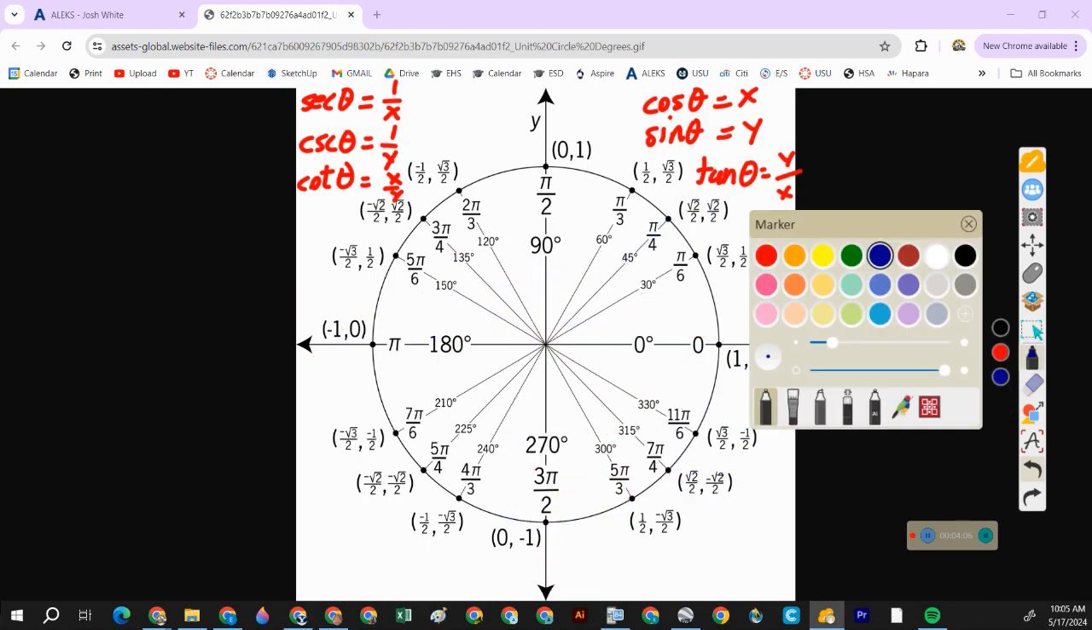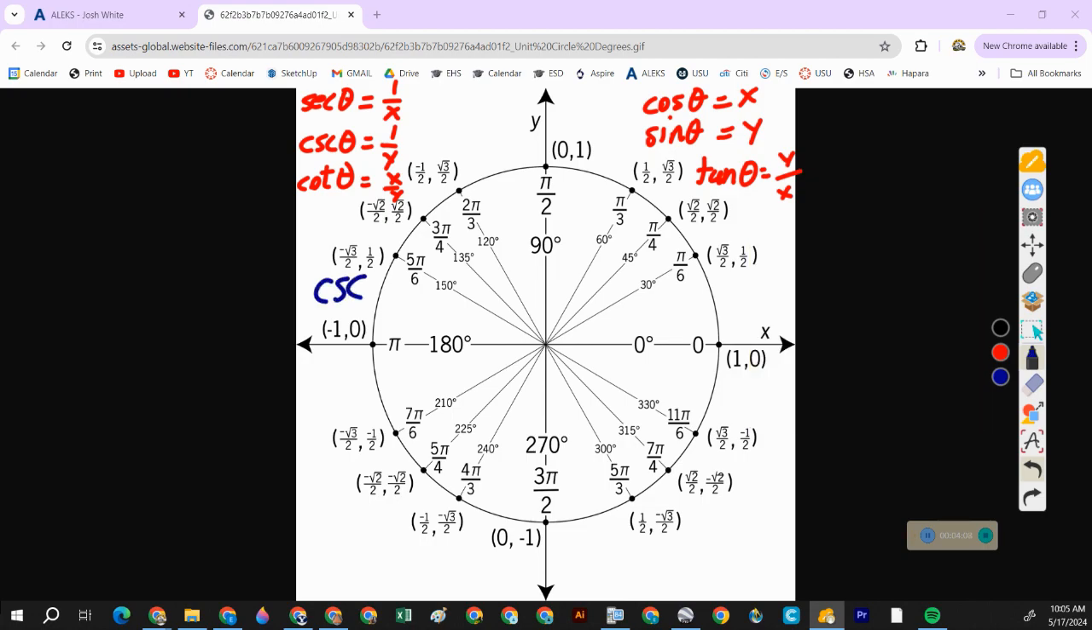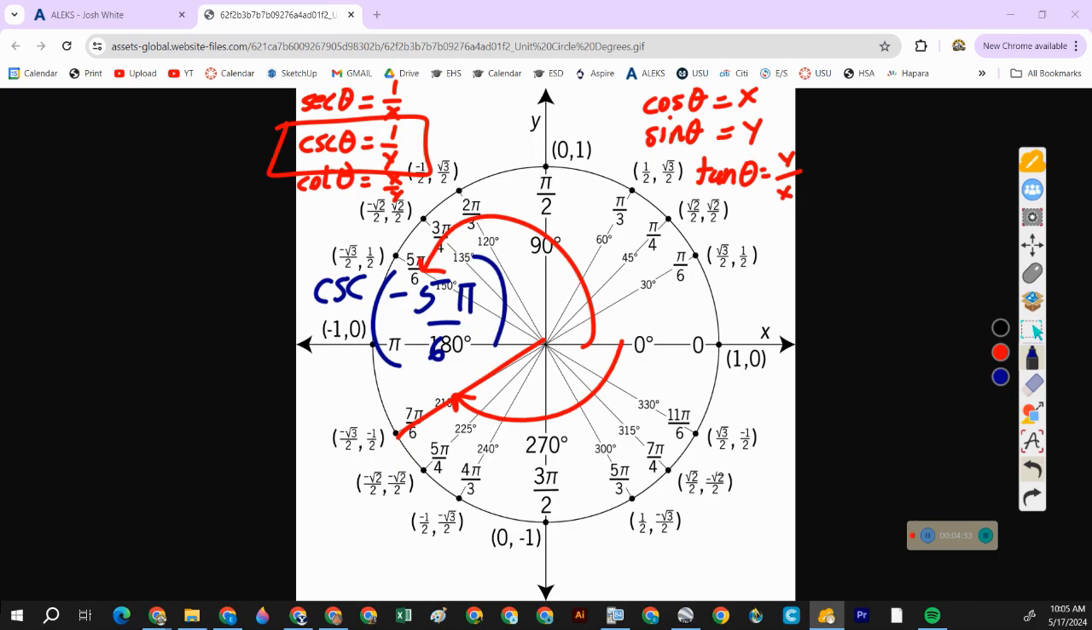All right. How about the cosecant of negative 5 pi over 6? 5 pi over 6 is right there. So negative 5 pi over 6 would be right there. Cosecant is the reciprocal of the y value. So it's going to be 2 over negative 1, or just negative 2. All right.